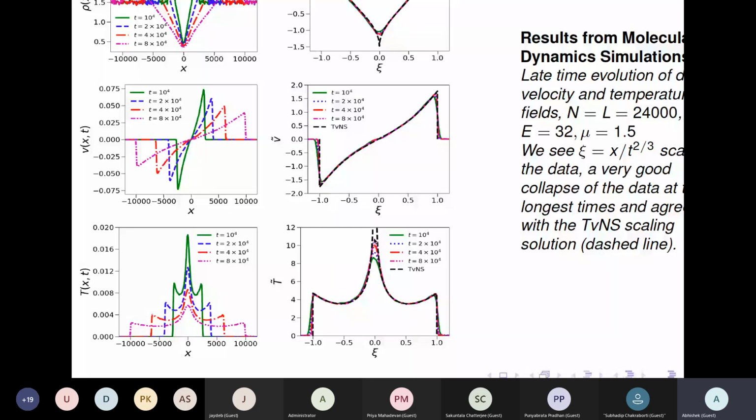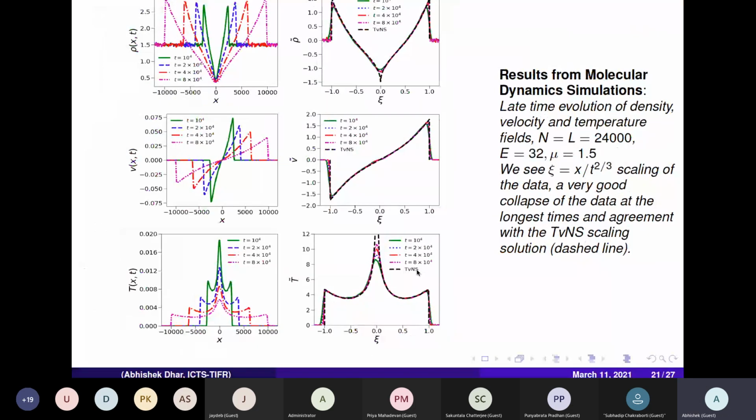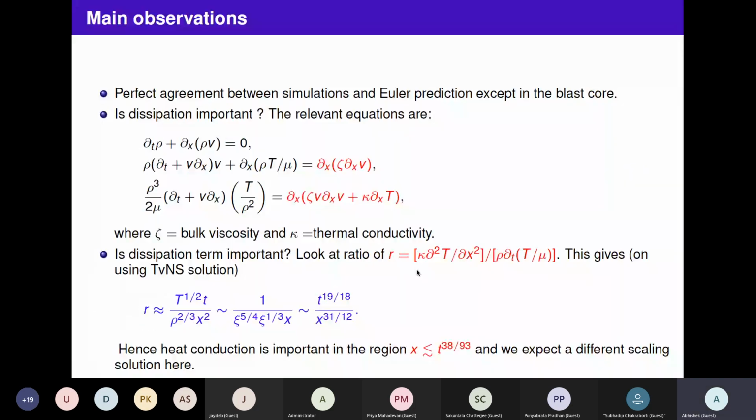Okay, so now what is the reason for this disagreement? Like I said, there is perfect agreement between simulations and the Euler prediction, except in the blast core. Now we want to look at the full Navier-Stokes equation, and we had dropped these terms, the red terms, and we now ask: are these actually important, right? Were we correct in dropping these terms?